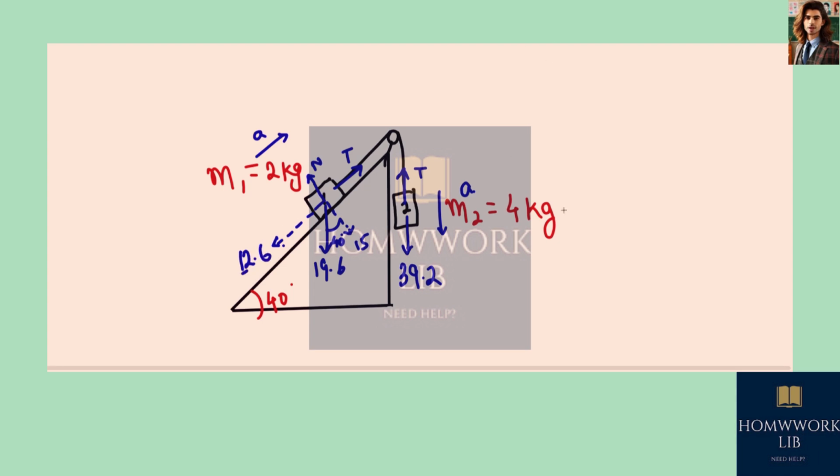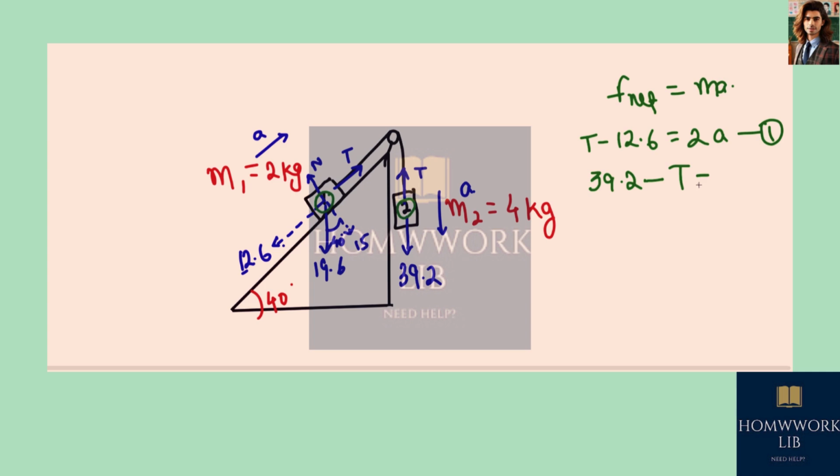And applying Newton's second law to both these blocks, the net force is equal to mass times acceleration. Applying this law to block 1, the net force is in the upward direction along the incline, and that will be T minus 12.6, equal to mass times acceleration. Let's mark it as equation 1. Applying Newton's second law to block 2 as well, the net force is 39.2 minus T, equal to its mass times the acceleration.